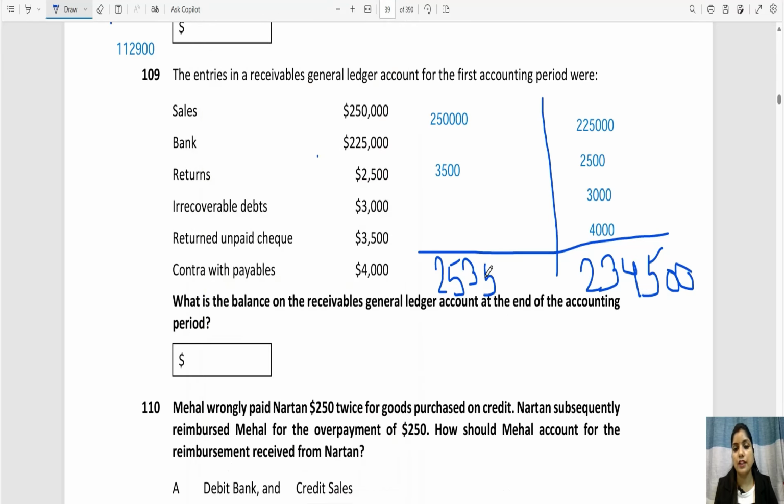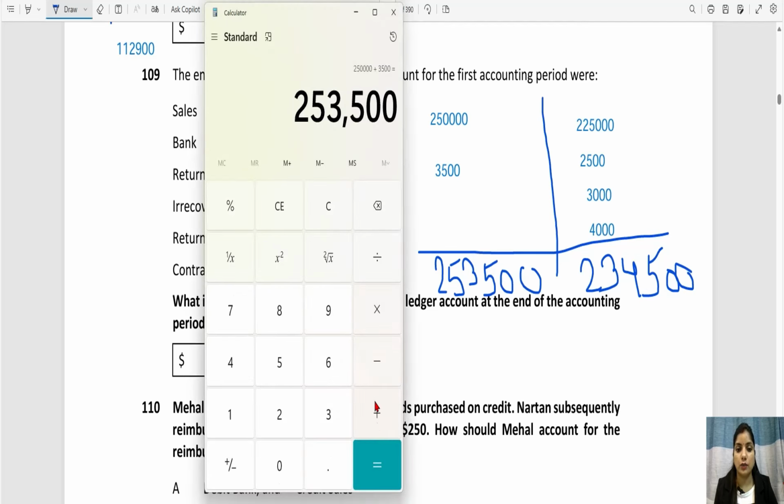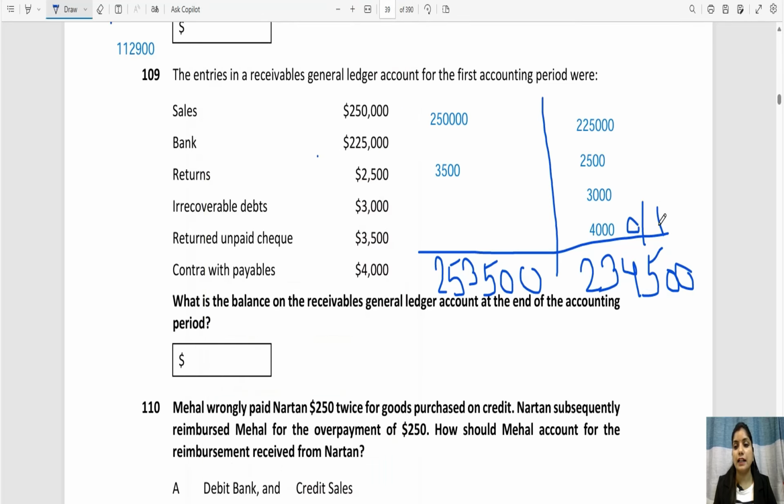253,500. So now, according to the double entry system, our debit and credit should be equal. But if we look at our ledger, it is not equal. So how much is the difference? The difference amount is 19,000, and it is on the credit side. So the carry forward amount will be 19,000. It will be the opening balance next year and shown on the debit side. So you can say the closing balance of receivable as at the year end will be 19,000. Okay, so I hope this is clear.